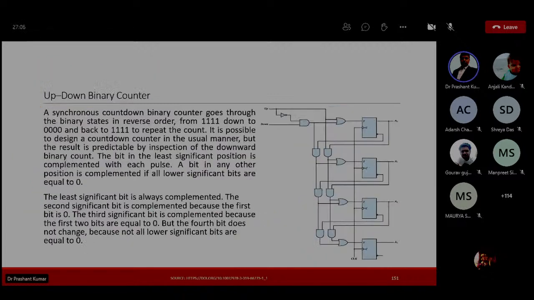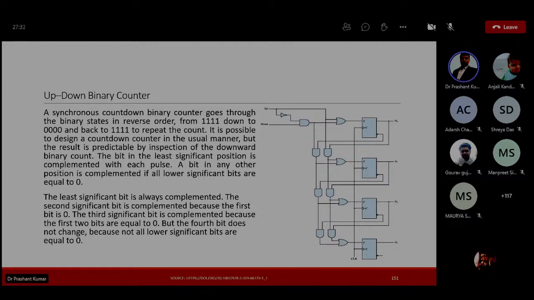The counter is an up-down binary counter. In a synchronous countdown binary counter, it goes through the binary states in reverse order, from 1111 down to 0000 and back to 1111 to repeat the count. It is possible to design a countdown counter in the usual manner, but the result is predictable by inspection of the downward binary count.